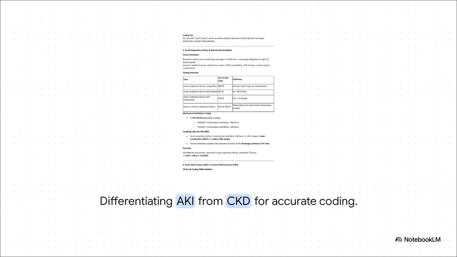AKI, which is coded in the N17 category, is a rapid loss of renal function that happens over just hours or days. CKD, in the N18 category, is a gradual, long-term decline. And here's the kicker. If a patient has acute deterioration on top of existing CKD, which we call acute on chronic, you must code the AKI first, followed by the specific CKD stage.